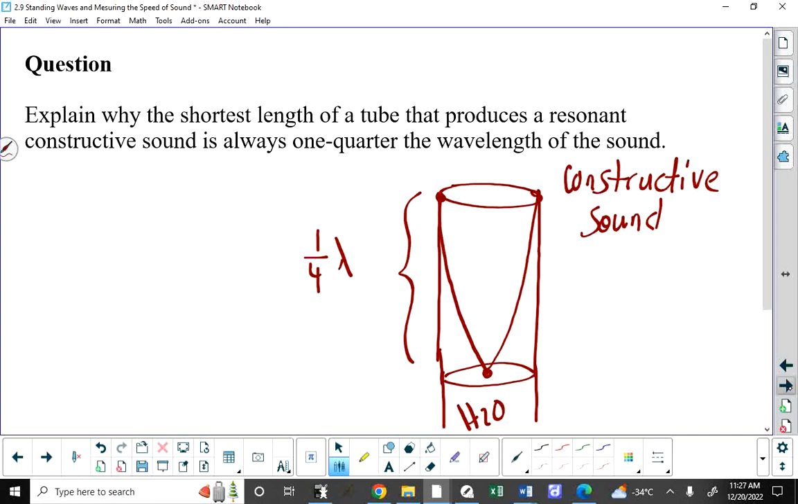Now, there may be other places in the tube where you get a maximum resonance or a maximum sound. For example, and I want to go to one that's going to produce a very, very short number for the resonance. We're going to do 512 hertz.